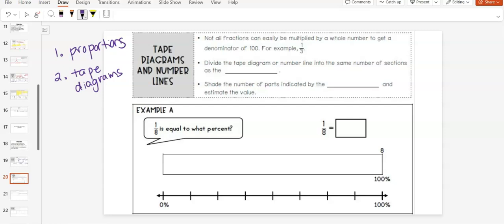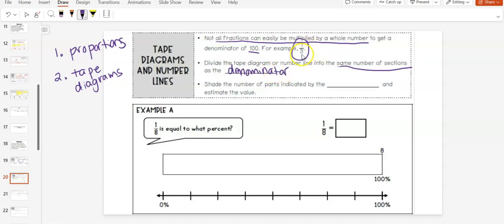The reason that we have a second method is because not all fractions can be easily multiplied by a whole number to make 100. For example, 1/3. If I have the fraction 1/3, I cannot multiply 3 by any whole number to get 100. So this is a different way that I can find the answer. To work a tape diagram, we're going to divide the tape diagram or the number line into the same number of sections as the denominator.